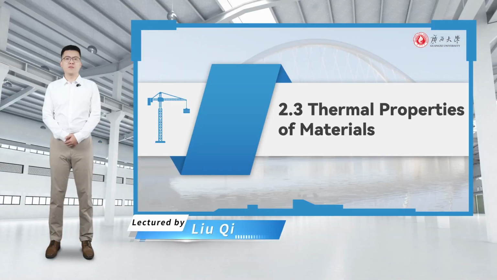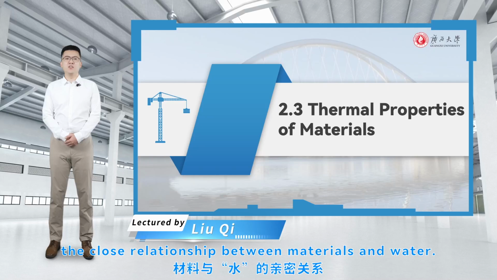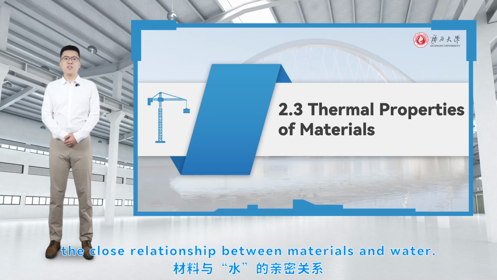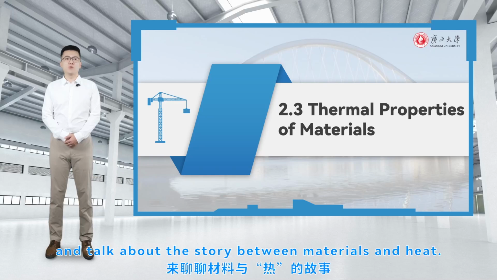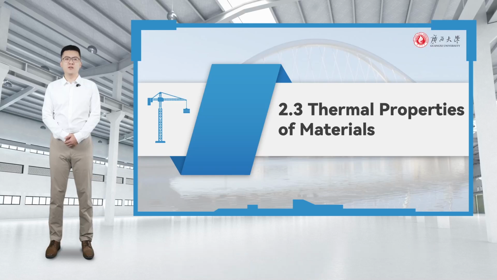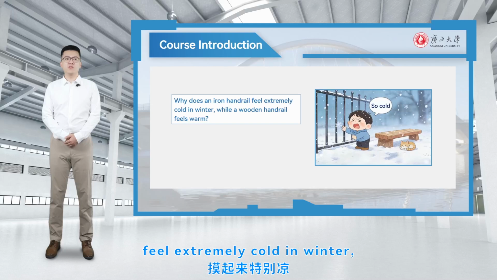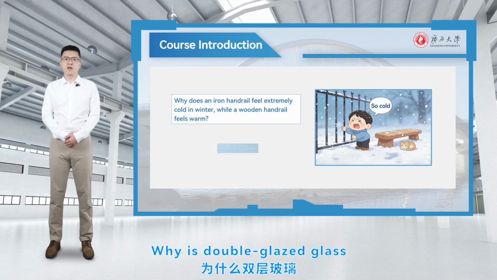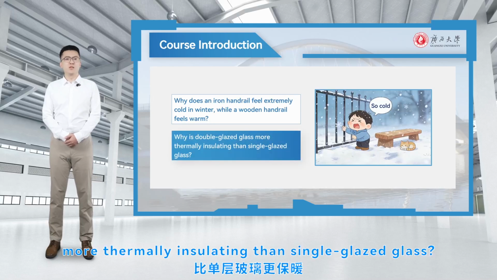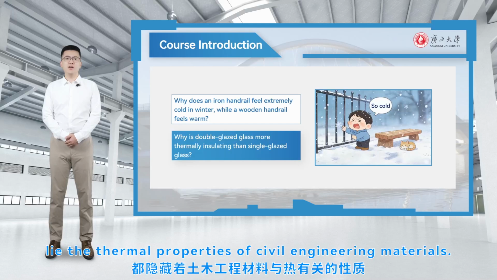Hello everyone. In the last lesson, we explored the close relationship between materials and water. Today, let's shift our perspective and talk about the story between materials and heat. Why does an iron handrail feel extremely cold in winter, while a wooden handrail feels warm? Why is double-glazed glass more thermally insulating than single-glazed glass? Behind these phenomena lie the thermal properties of civil engineering materials.